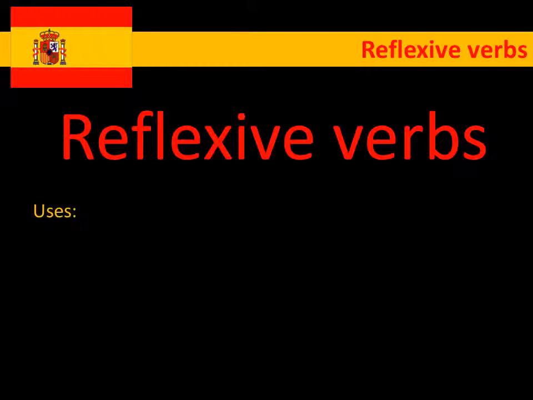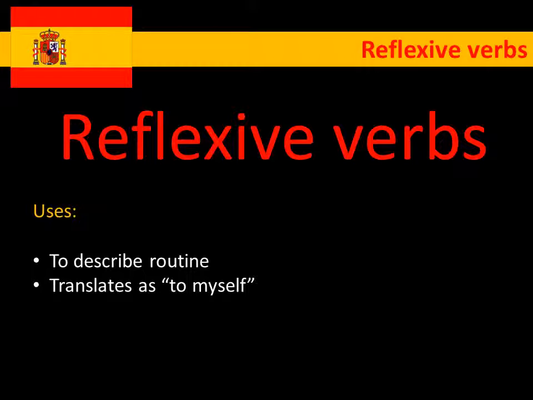We're going to have a look at some of the uses first of reflexive verbs, and we're going to try and put it into the present tense because that's the easiest way to start with these. So generally, reflexive verbs describe people's routine, or at least that's what we use them for first when we start learning Spanish. And the key difference is that they translate as "to myself", and that will become clear later on.